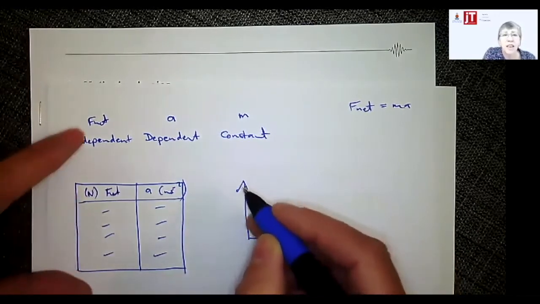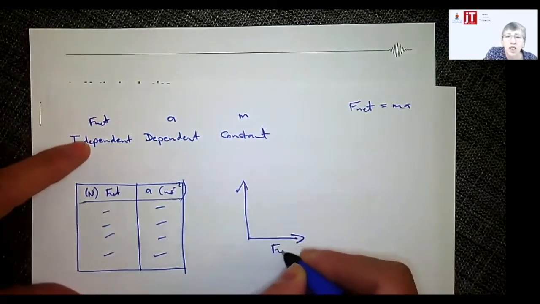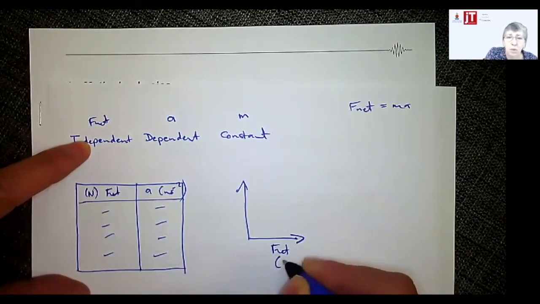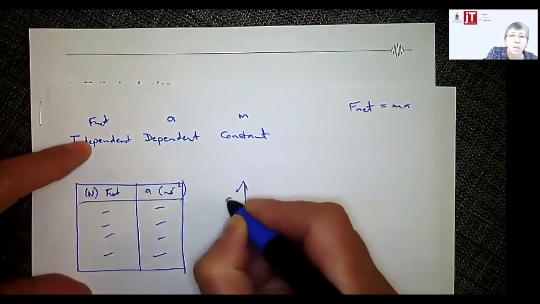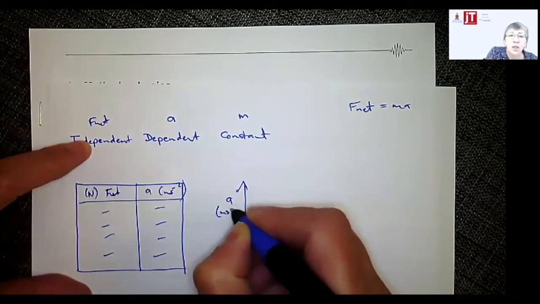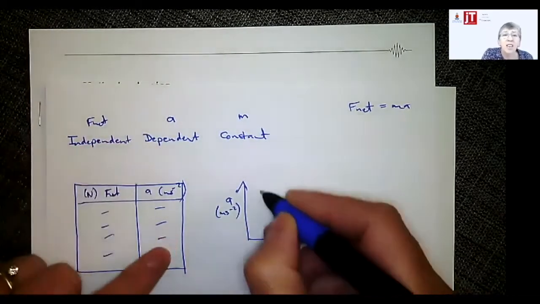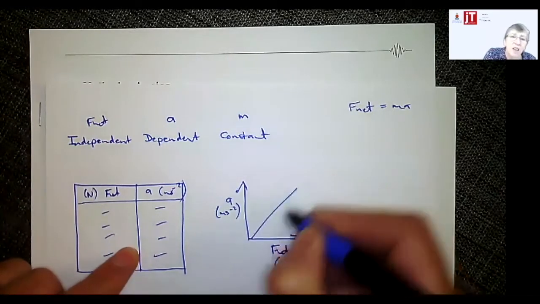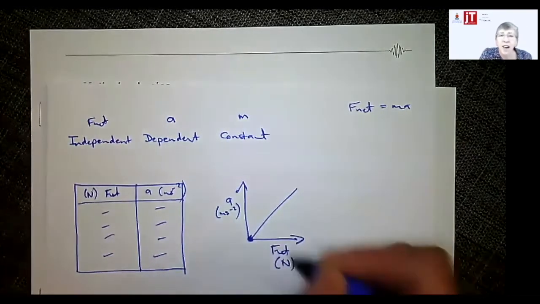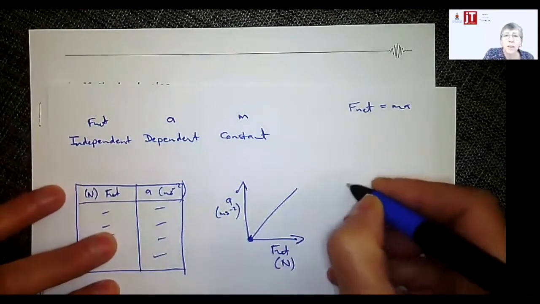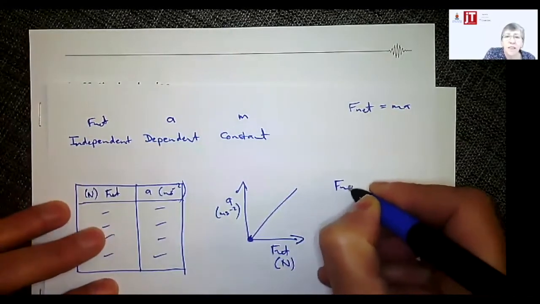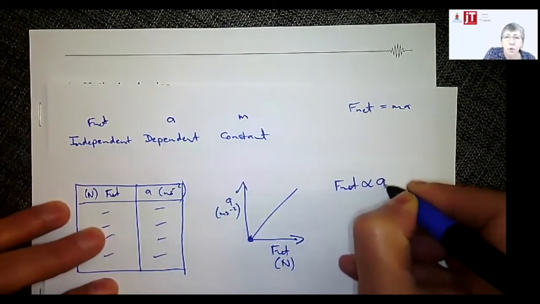From that data, we always plot a graph. We always take the independent one that we changed and put it in the x position, and the one that we measured will go into the y position, right? Now, when they did that, they got a straight line through the origin. And a straight line through the origin means that F net is directly proportional to a.